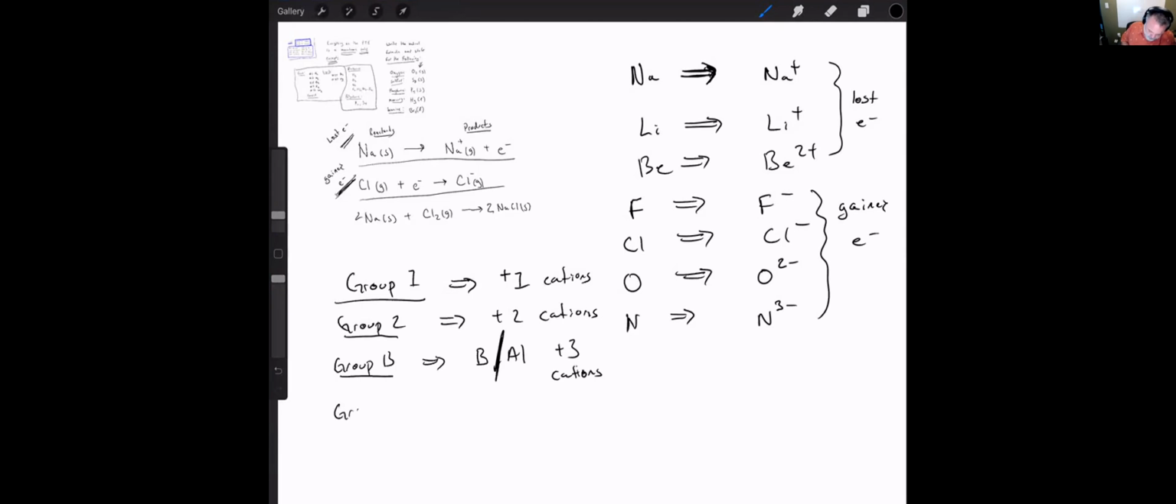Then group 14, and really we only mean silicon and carbon. They don't form ions. In this course, it doesn't mean that they don't actually in real life form ions. It just means in this course they don't. Then we get to group 15, -3. Group 16, -2. And I don't want to squeeze it at the bottom, but group 17 is -1. And these are all anions.